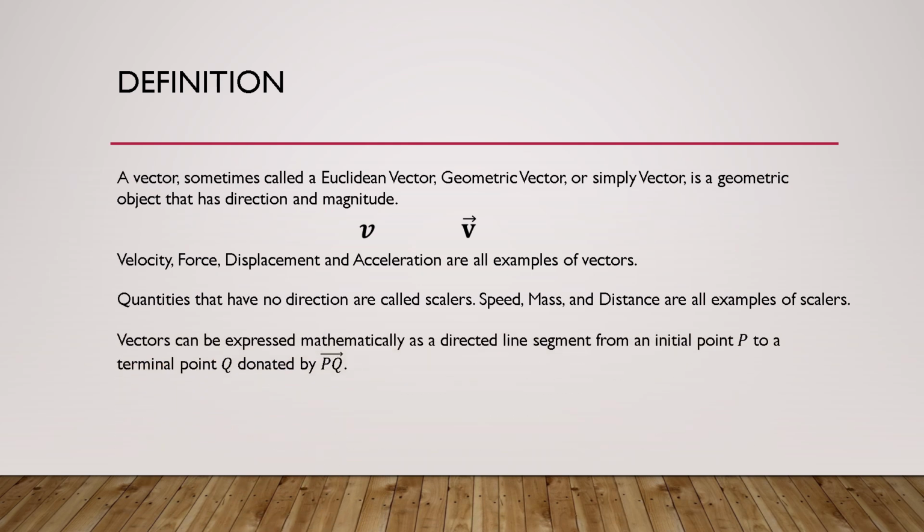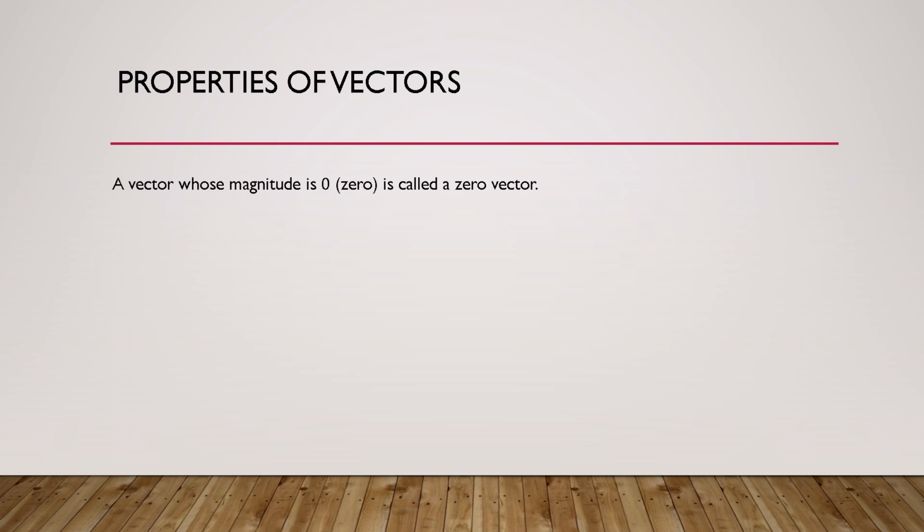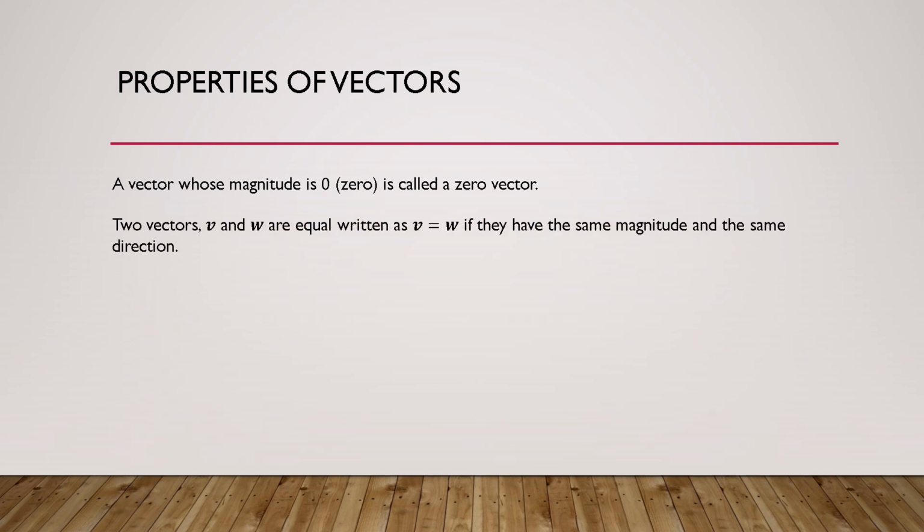Vectors can be expressed mathematically as a directed line segment from an initial point P to a terminal point Q, denoted by PQ overscored with a direction line. A vector whose magnitude is 0 is called a zero vector. Two vectors, v and w, are equal, written as v equals w, if they have the same magnitude and the same direction.